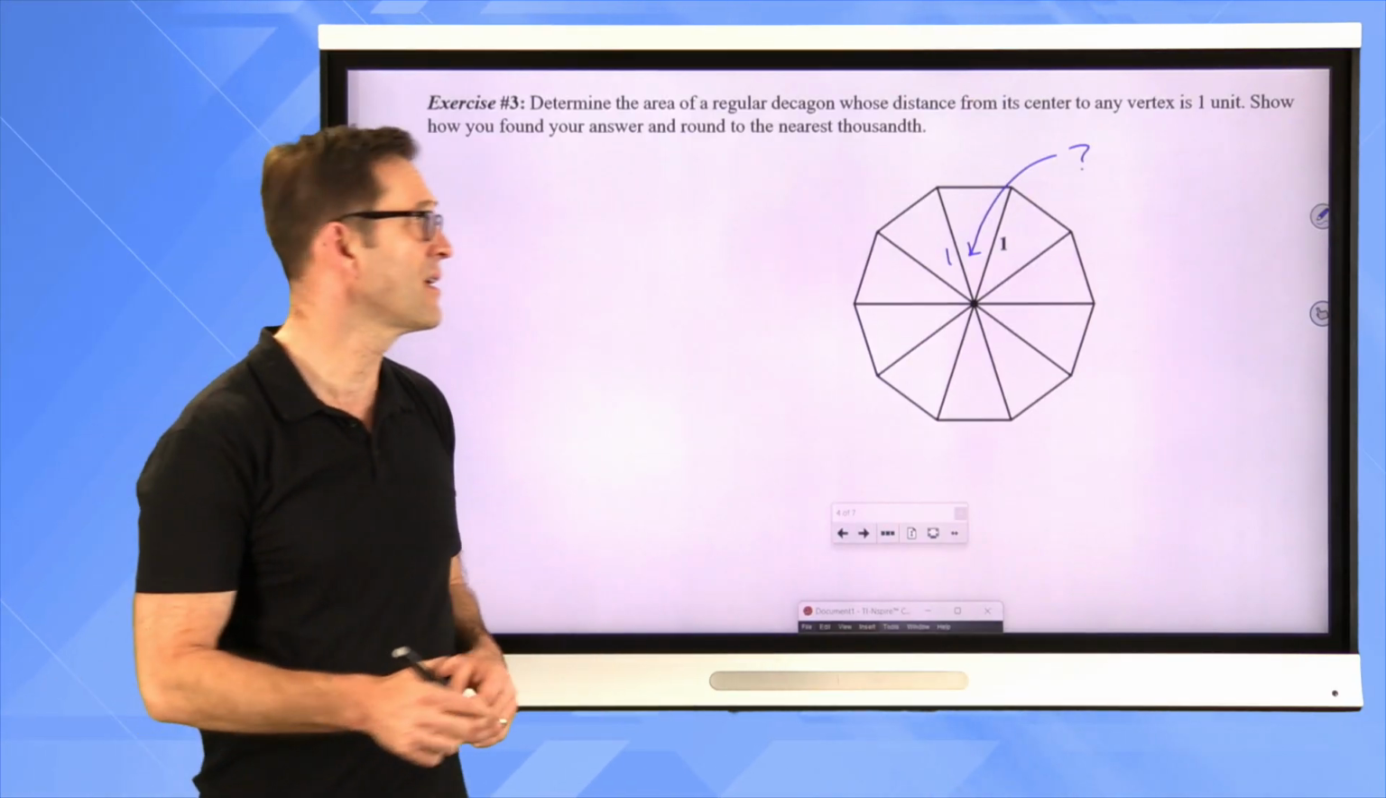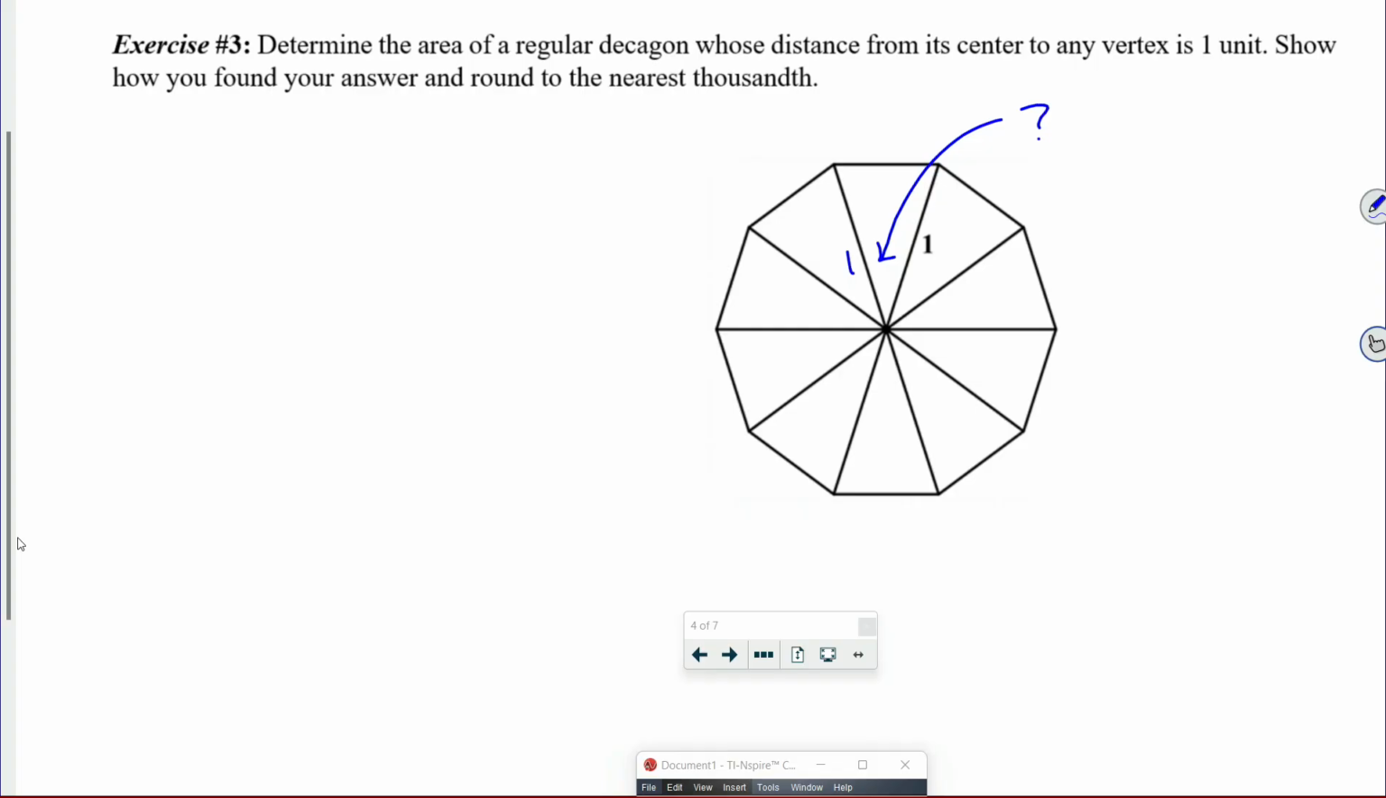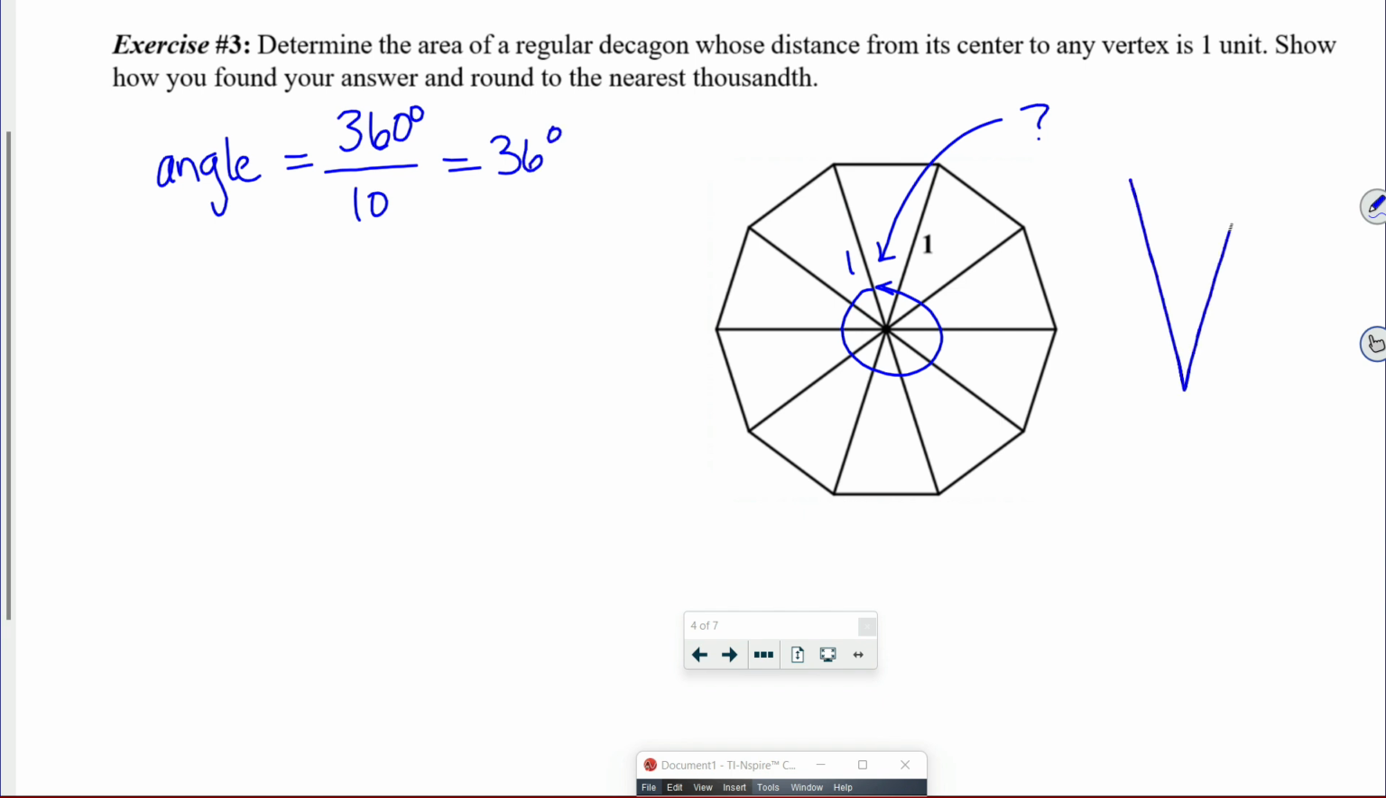All right, well, let's take a look. So obviously we've got 10 of these things all the way around, right? So that angle is going to be 360 degrees divided by 10, which is 36 degrees. So in other words, we've got this isosceles triangle, 1, 1, and 36 degrees.